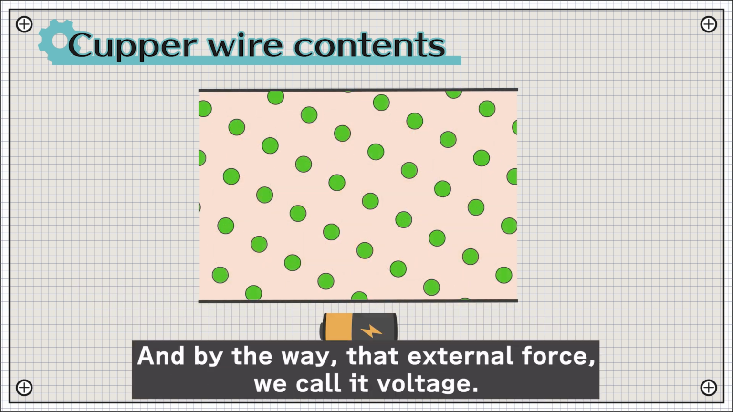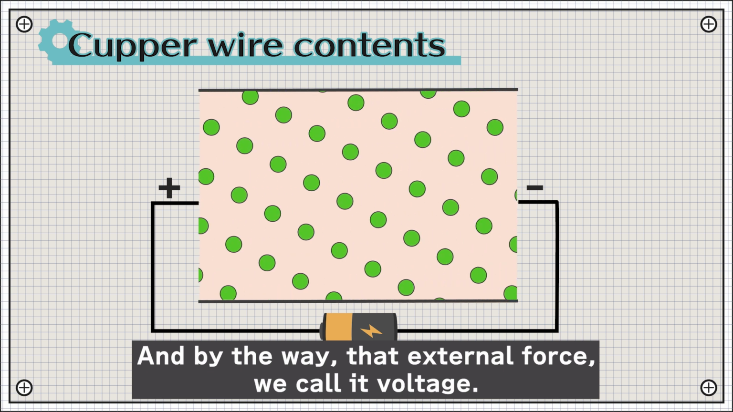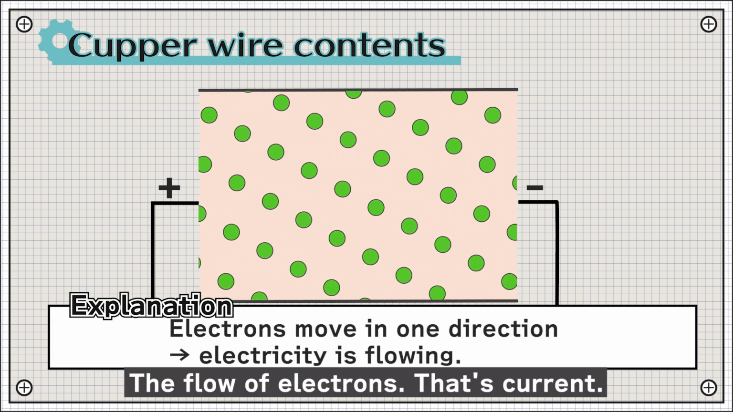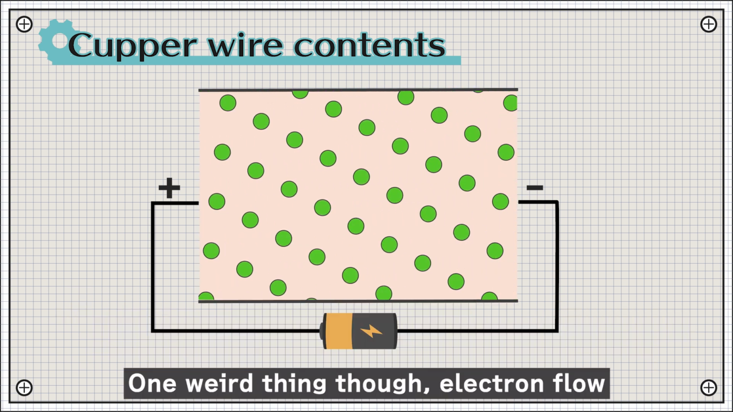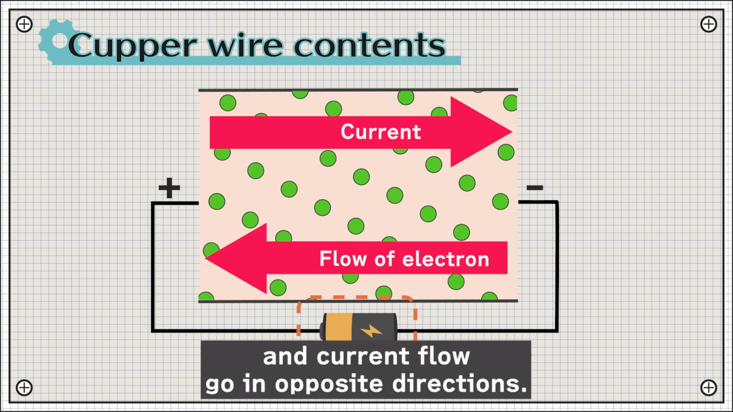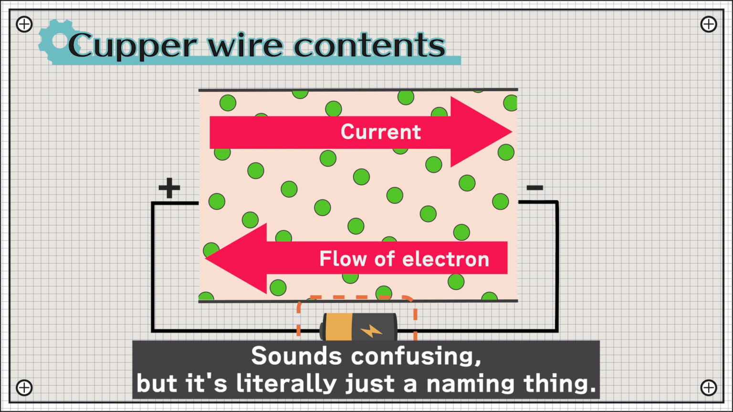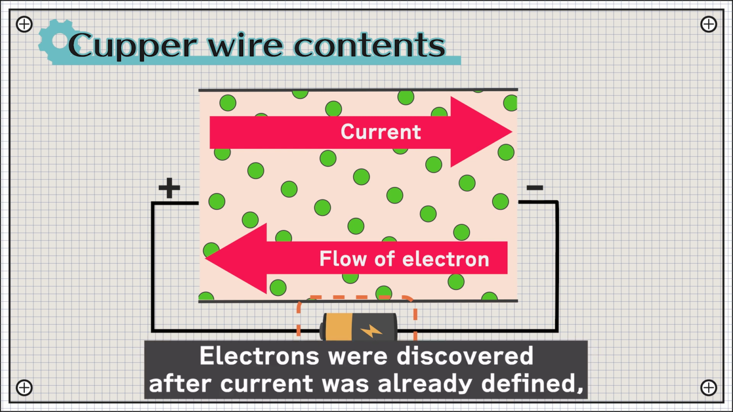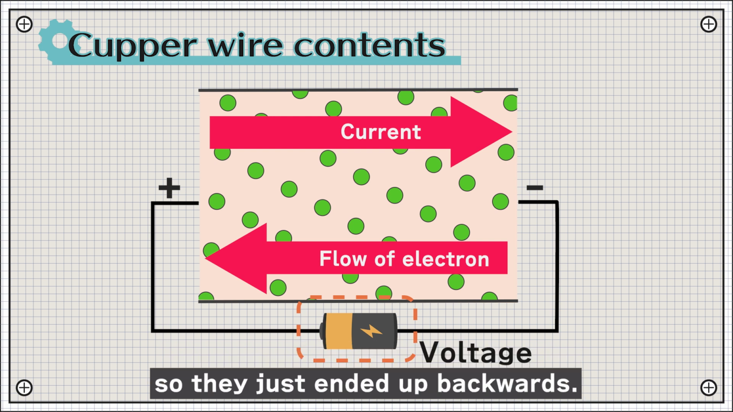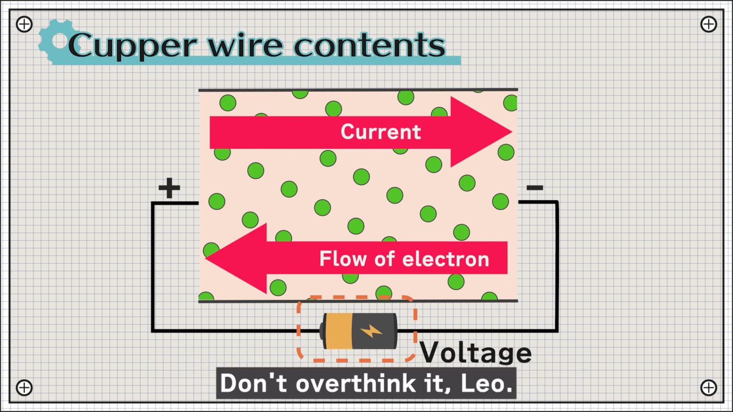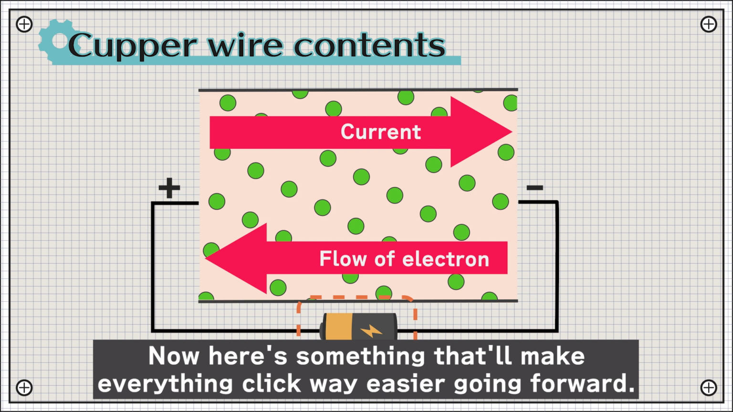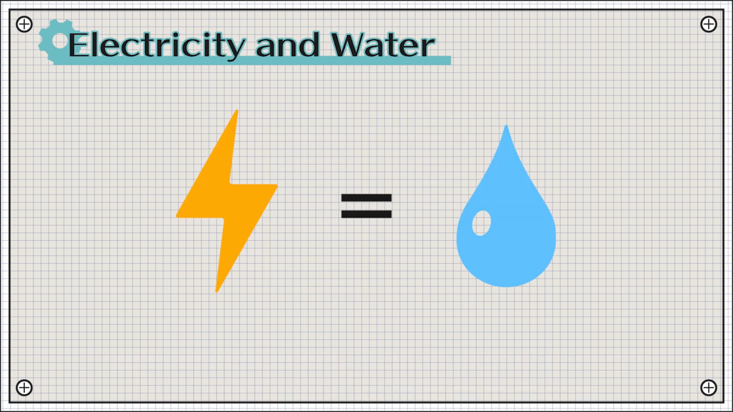And by the way, that external force, we call it voltage. The flow of electrons, that's current. One weird thing though, electron flow and current flow go in opposite directions. Sounds confusing, but it's literally just a naming thing. Electrons were discovered after current was already defined, so they just ended up backwards. Don't overthink it, lol.